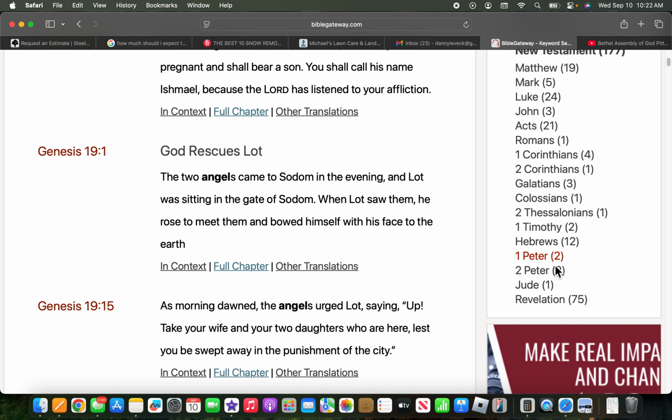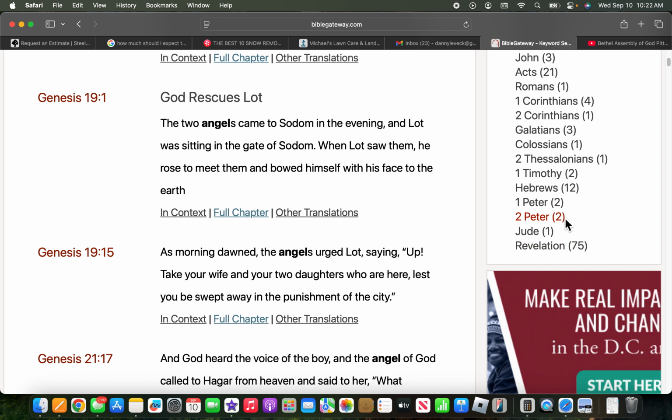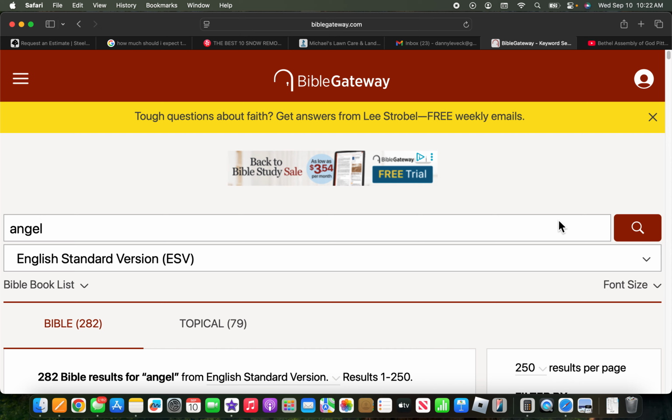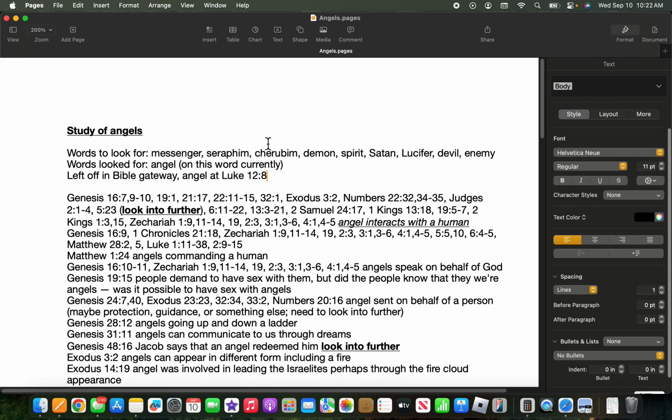Didn't take us too long. And then 1st, 2nd Peter, and Jude won't be very long. It'll go through quickly. And then Revelation will be the last stand of a lot of those. And then we'll be back to look at these other terms, which are used a lot less frequently. So those probably get through a lot faster than we did angel. And then we'll pull together, we'll notice themes and pull together an outline description of what angels are.